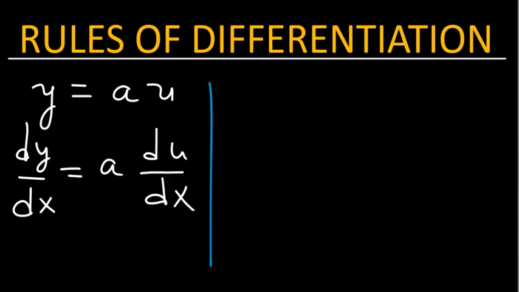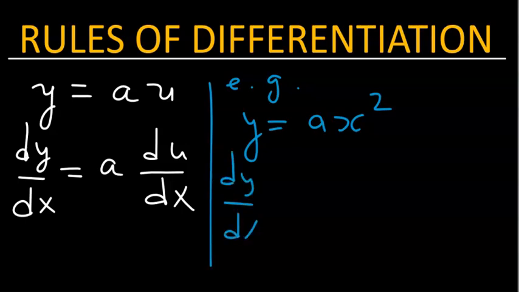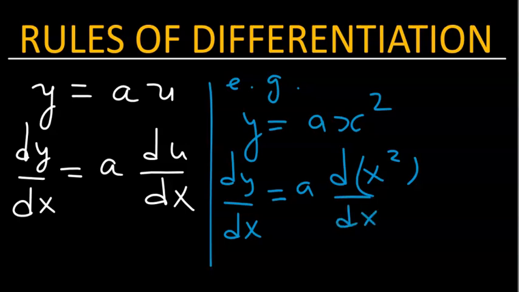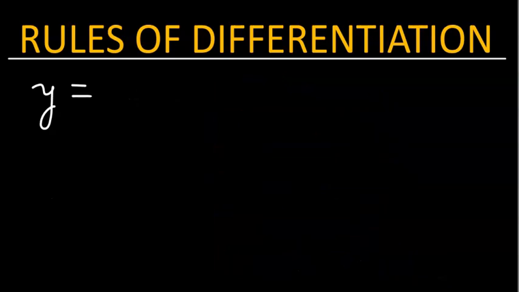Let's look at an example of how to use this result. Let's say y is ax squared. Then its derivative, dy dx, is a times d x squared dx, which we know how to compute. The 2 comes down, so that's 2, and the power of x reduced by 1, and that is quite simply x to the power 1, and the final answer is 2ax. Simple as that.